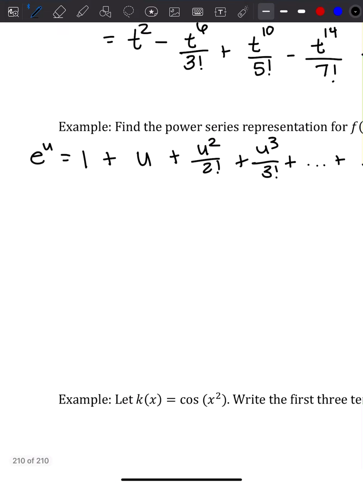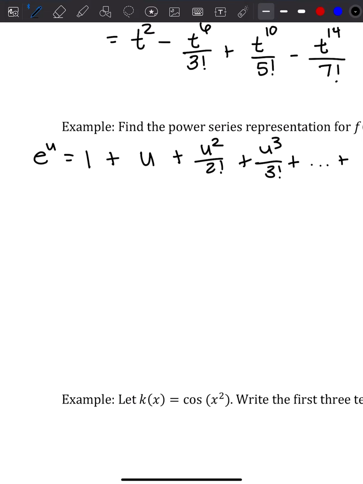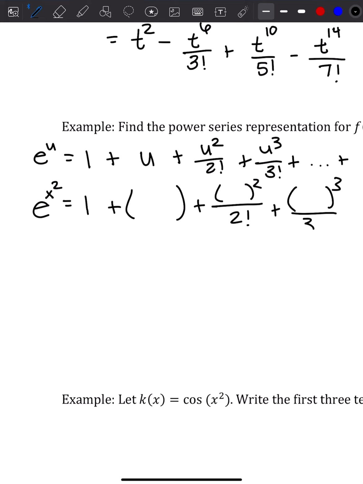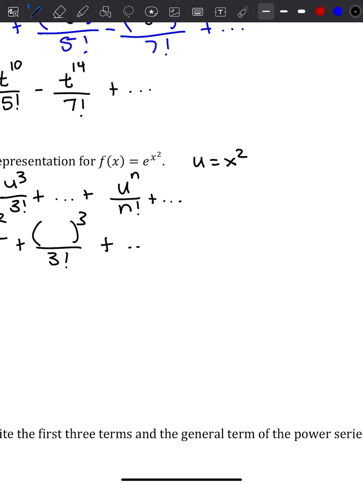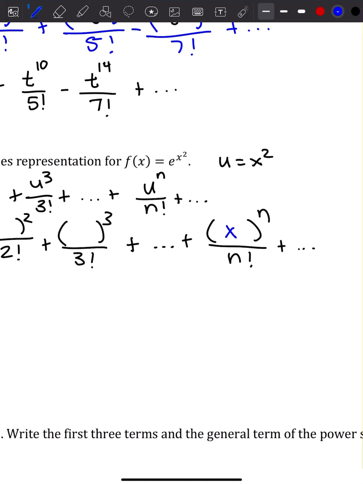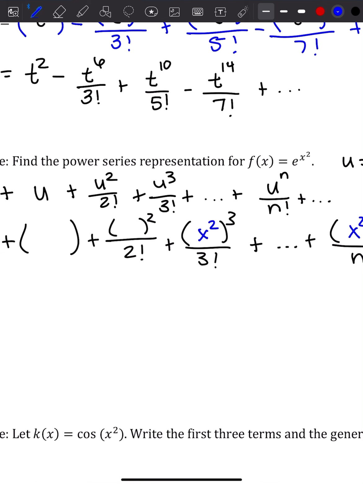Now, instead of u's, I'm going to put x squareds in there. So I have e to the x squared. 1 isn't a u, so we're leaving it alone. Everywhere there's a u, I'm going to put parentheses for now, and then fill them all in with x squareds. Everywhere I have a parenthesis, I'm going to put an x squared: x squared to the n, x squared cubed, x squared squared, and x squared. And then all I'm going to do is simplify what we have.